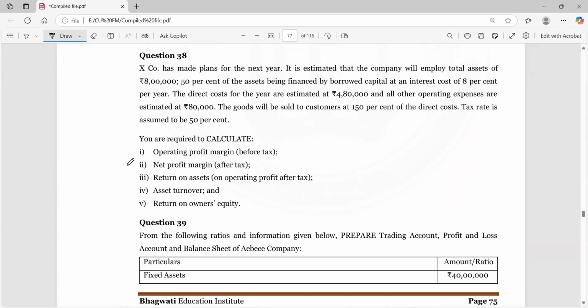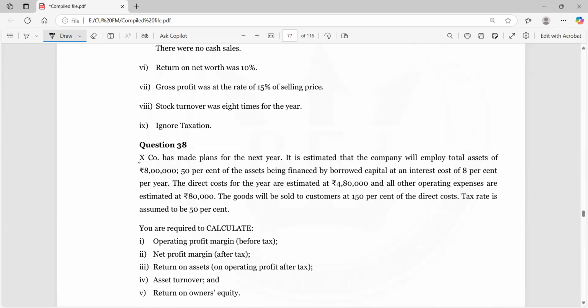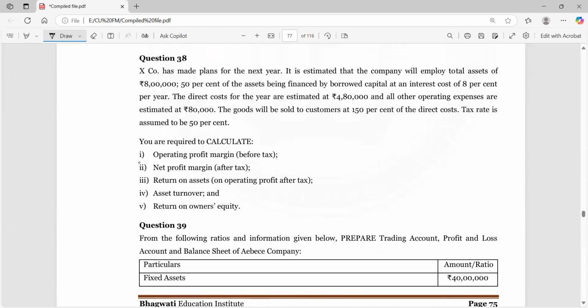Okay, fine. So, X company has made plans, same question. 37. Oh, this is difficult. However, we have to solve it in the class. We will do that. If you are having it in the BCom, you at least have the practice of writing the numbers, right? So go back. I will do it in the class.